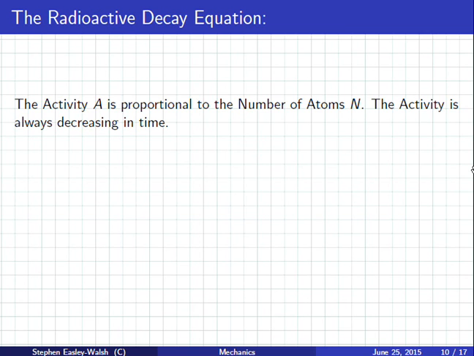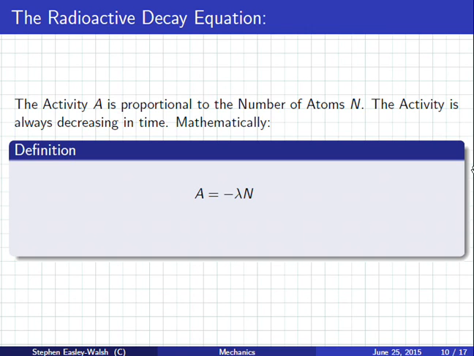And activity is always decreasing. You remember we said this last time. When you have something radioactive, it's not radioactive forever. So after some time passes, it's less active. What is really key here is the formula. This is what the formula would look like: A equals minus lambda times n. And minus lambda is some constant.